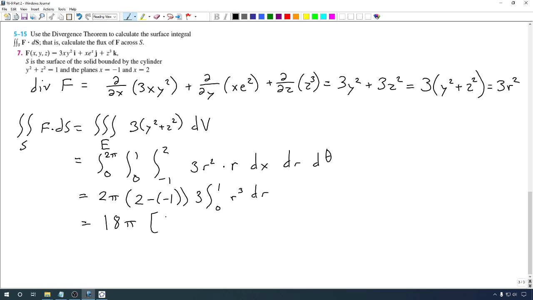But then this turns into a 1/4 r to the 4th. So that 1/4 is actually going to change that 18 eventually. That is going from 0 to 1, which essentially just means we have 1 minus 0. So this whole integral turned into a 1/4. 1/4 of 18 pi is 9 pi over 2. And that's all it is. Not too much work overall there, we just need to know how to set it up.